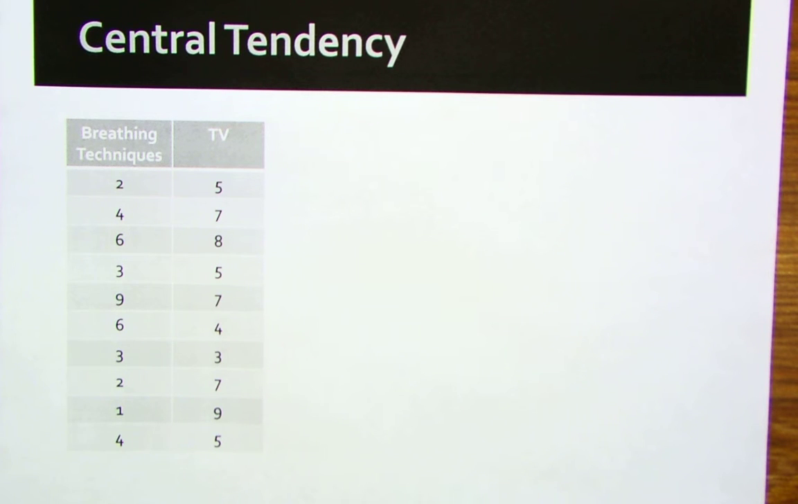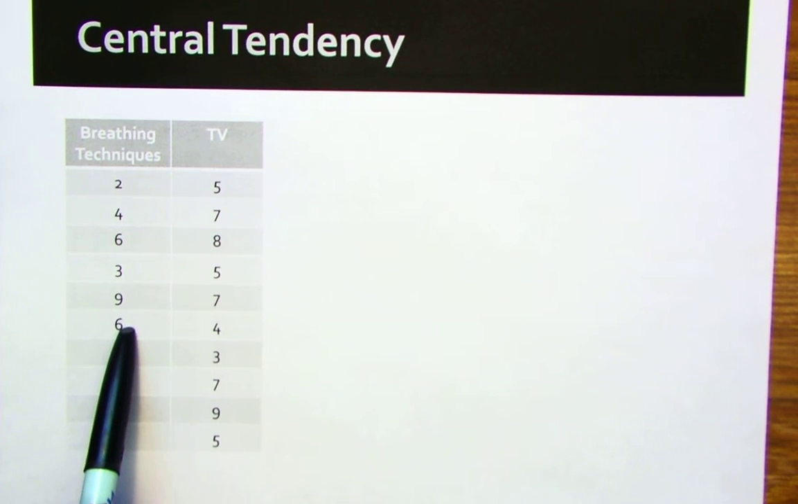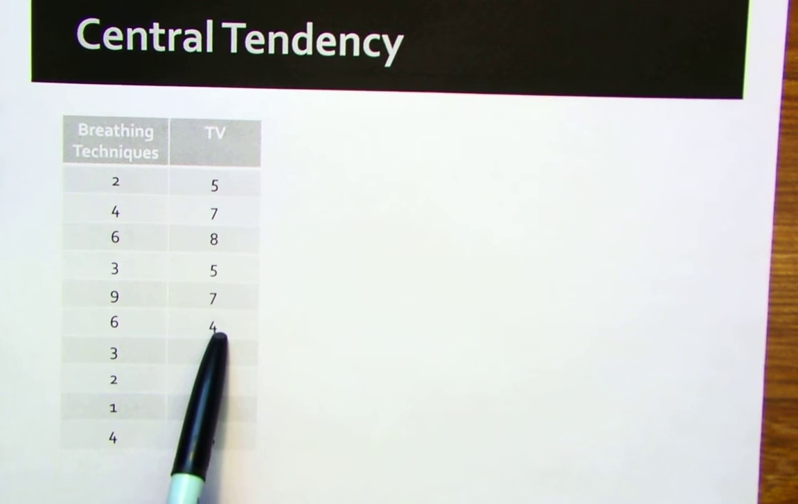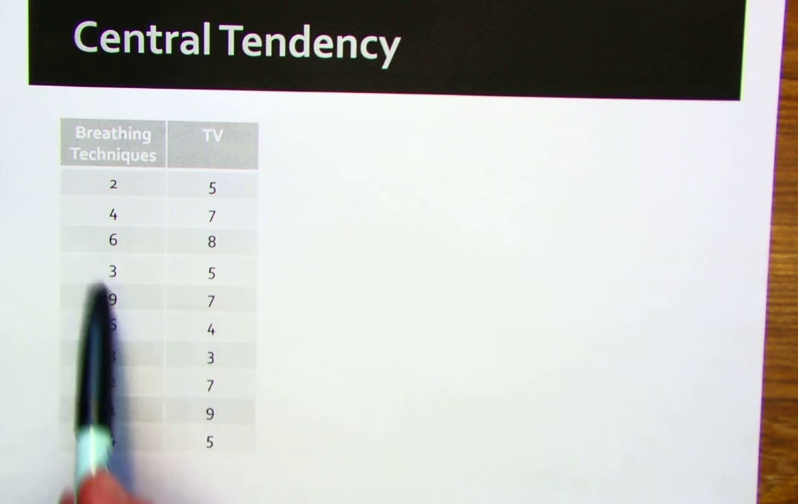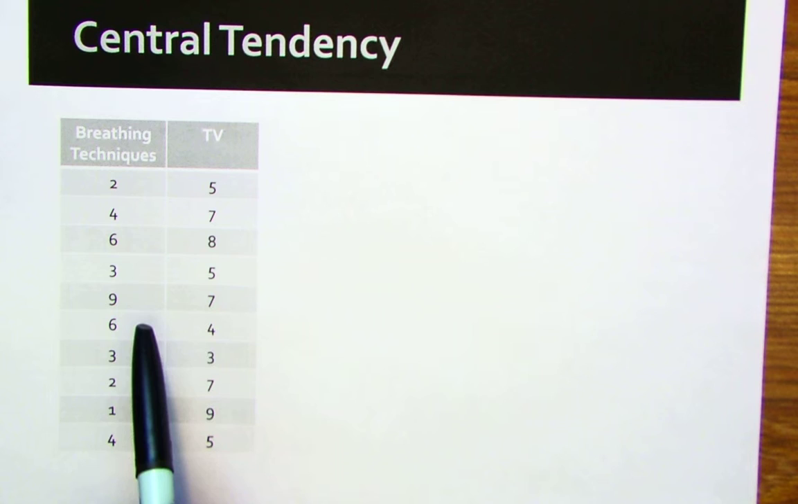Okay, this next section we're going to look at central tendency, and a lot of this should be review for you, so we'll go through it fairly quickly. We've got the same data set that we were using with the frequency distribution. If you remember, people were randomly assigned to either the breathing techniques condition or to basically a control condition with TV, and then this is their pain rating of their pain level from a 0 to 10 scale.